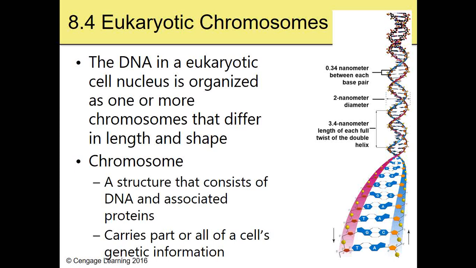And DNA is kind of the same thing. We want to wrap it up so that it's very easy to unravel, and so that it doesn't get all tangled up. That's what those associated proteins are for. They're literally like the spool on a spool of thread. And each chromosome is going to carry a part of the genetic information for that organism.